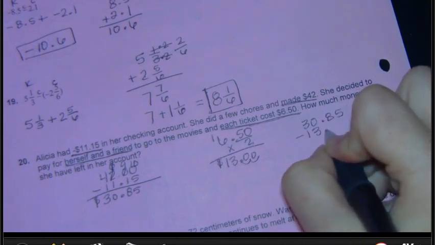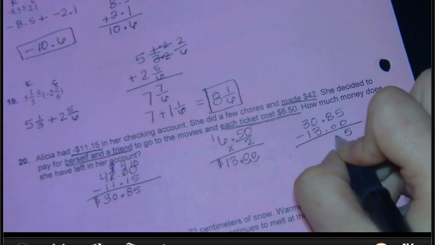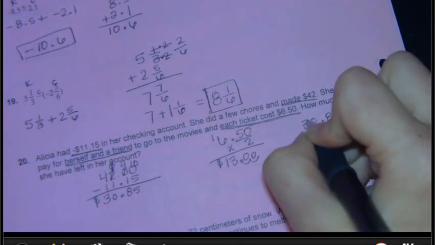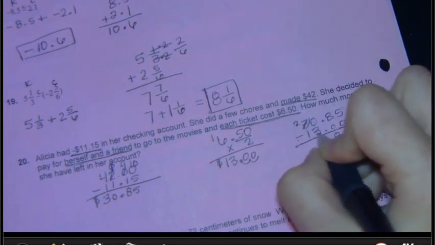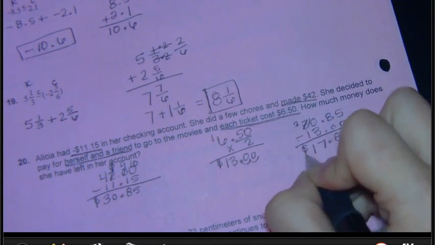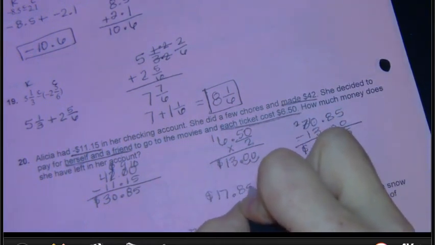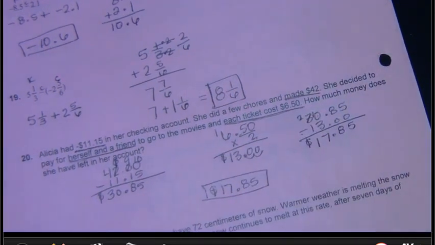So remember, you must line up your decimals when you're adding or subtracting. 5 minus 0 is 5. 8 minus 0 is 8. Decimal, I cannot do 0 minus 3, so I need to borrow and carry. 10 minus 3 is 7. 2 minus 1 is 1. So her ending balance, after she did some chores and after she bought her and her friend a ticket, she has $17.85 left.